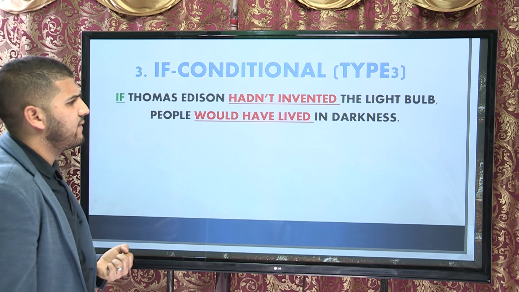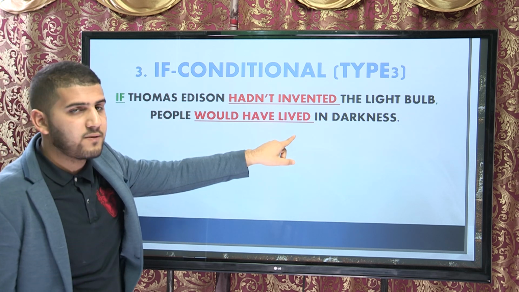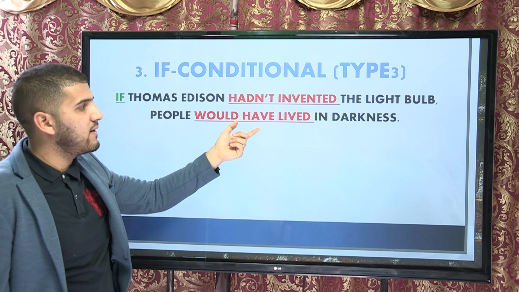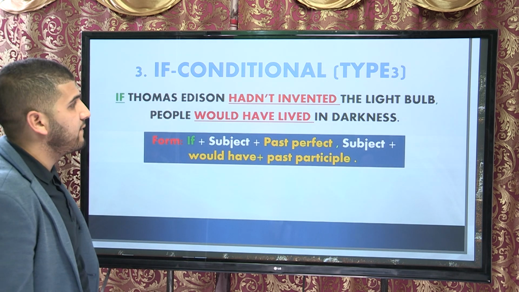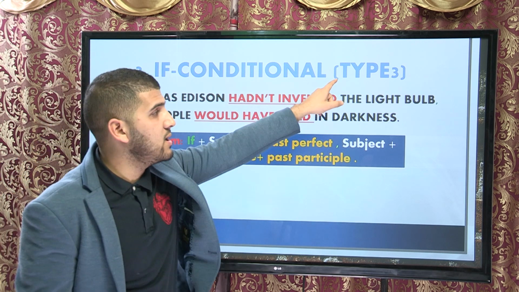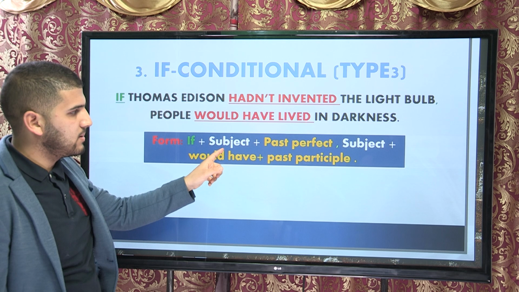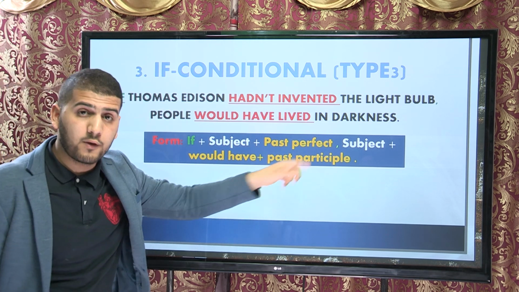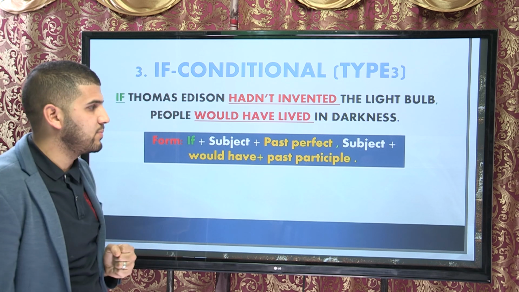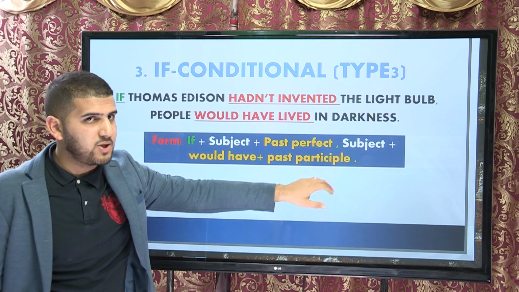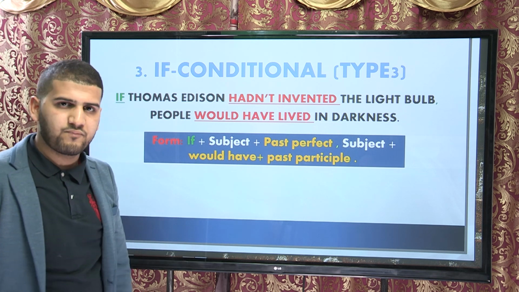And what is the tense of the verb which comes in the second clause? Would have lived. It's would plus have plus past participle. So the form of if conditional type 3 is as follows. If plus subject plus past perfect. So past perfect is had plus past participle, comma, subject plus would have plus past participle.